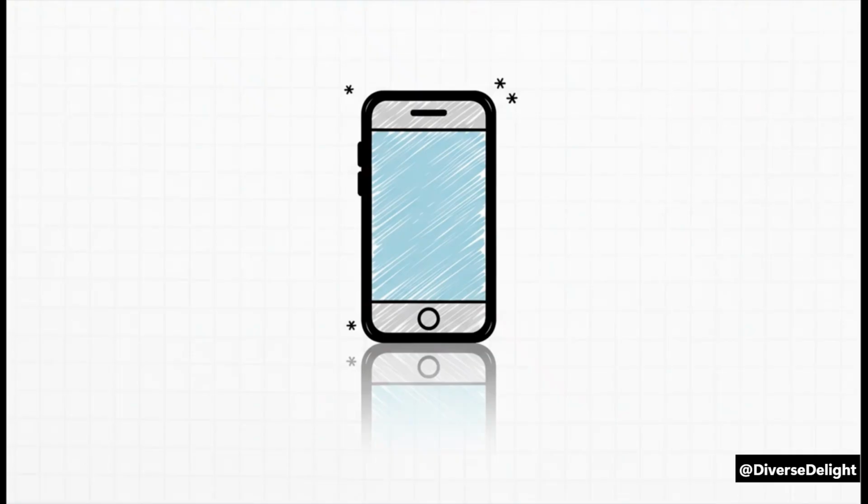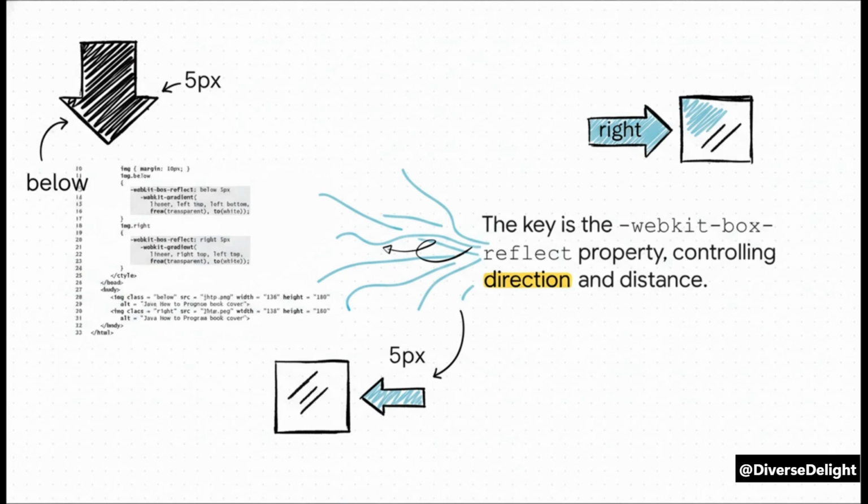Okay, moving on from text to images. Let's talk about those really sleek, glossy reflections you see all the time, especially on product websites. How do they get that cool mirrored effect? Well, the magic here is another WebKit property. This time it's -webkit-box-reflect.